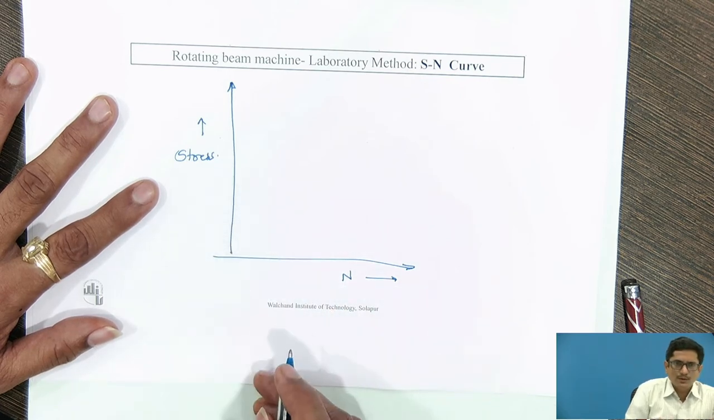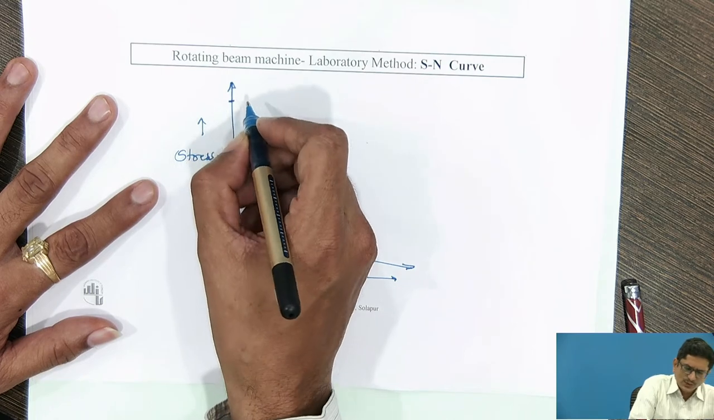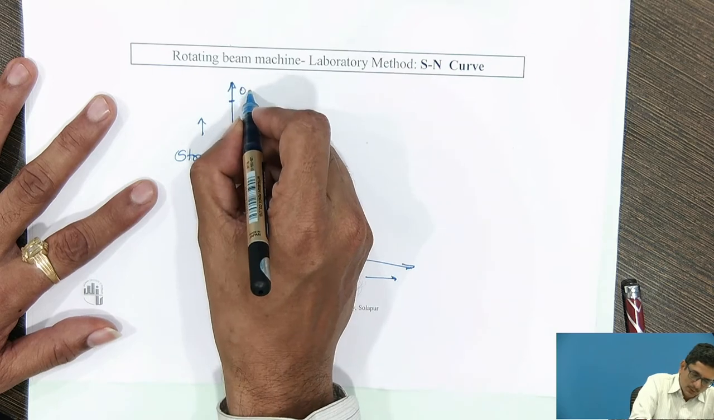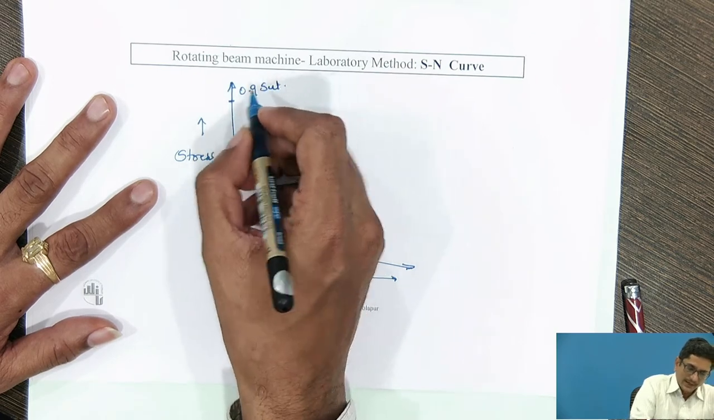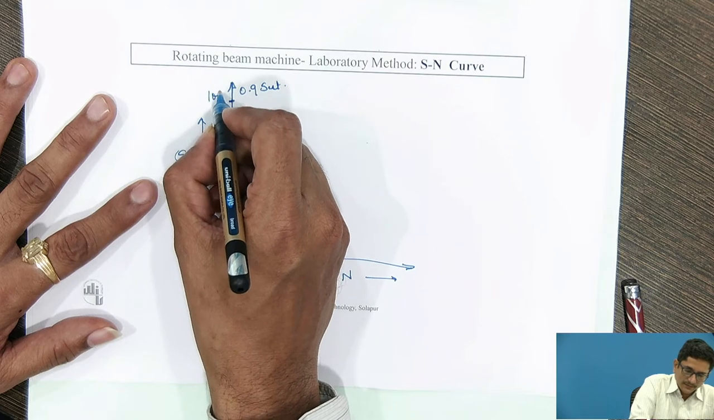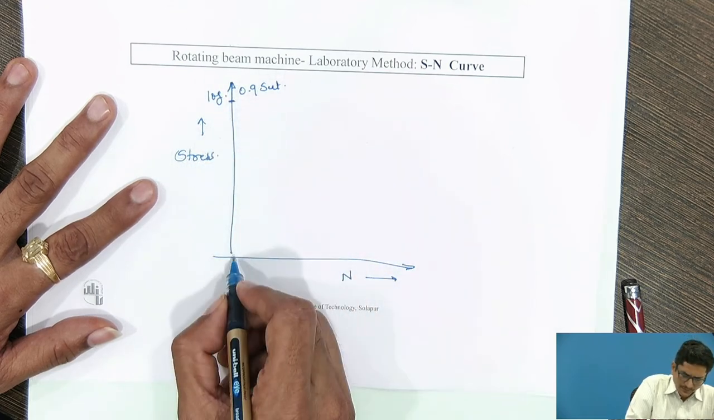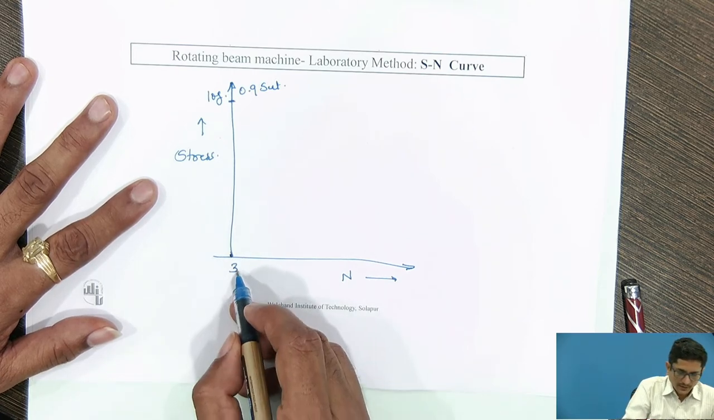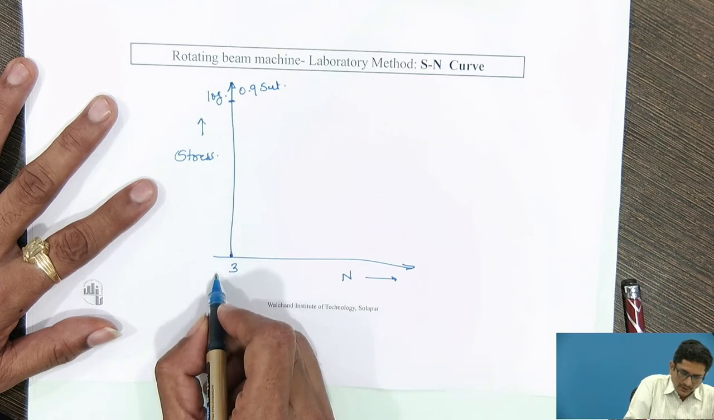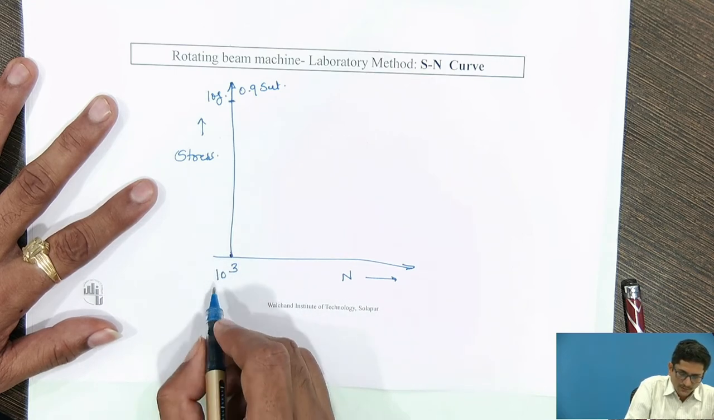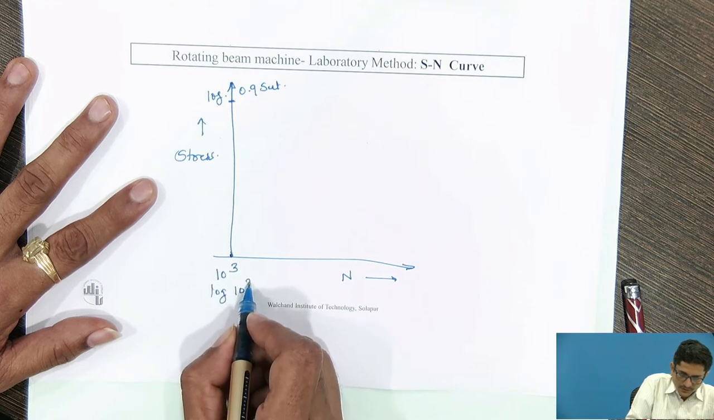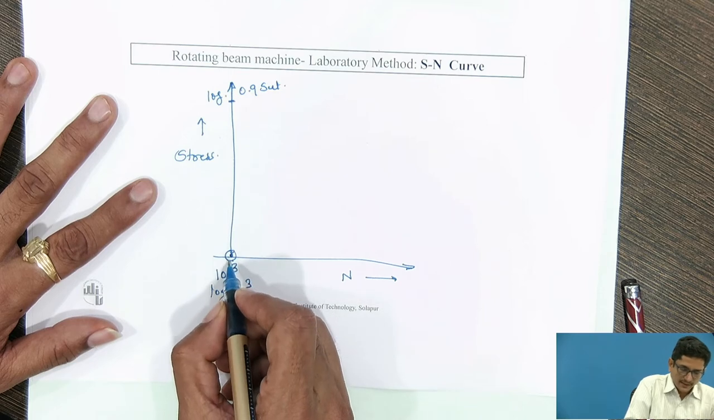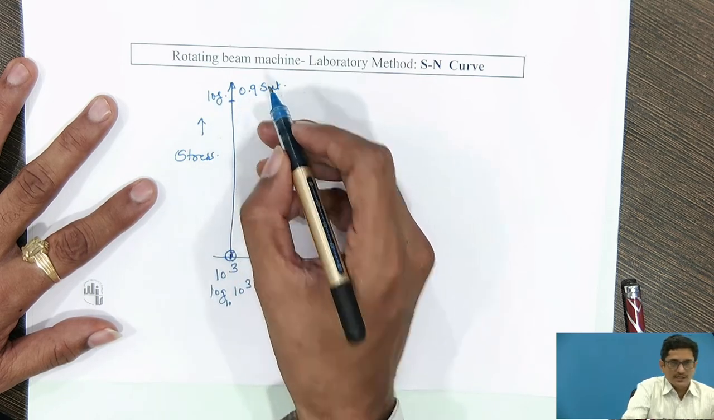First, I need to load the component up to approximately SUT, but we can't load up to SUT because the component is going to fail anyhow. I am going to load it at 0.9 SUT. I need to take the log of it, and I'll get the first point over here. On the x-axis, I need to take 10 to the power 3 cycles. If I take the log of 10 to the power 3 cycles, it is going to be equal to 3. Therefore, this point is 3 and log of 0.9 SUT.